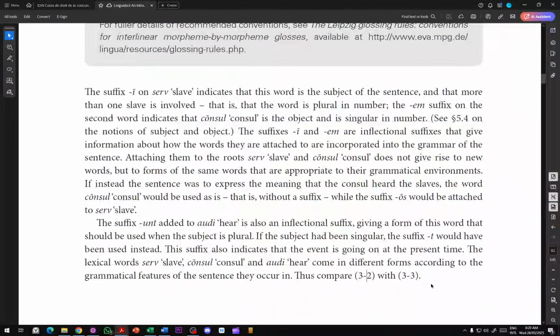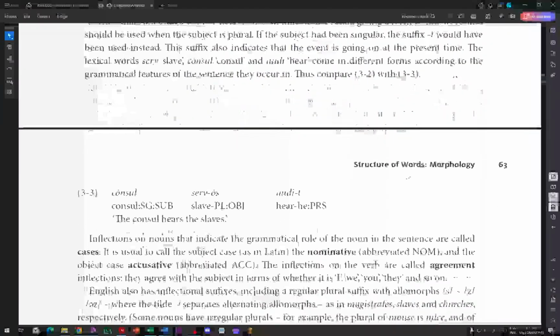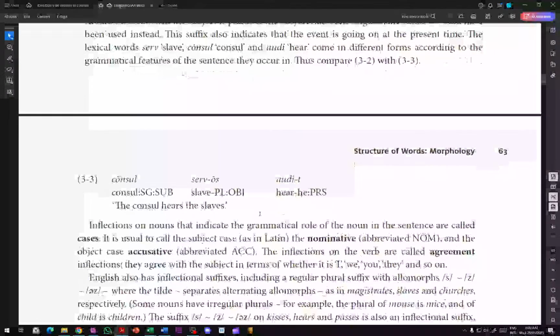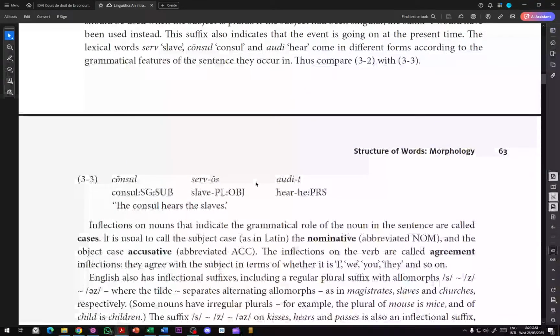Three dash 2 and 3 with 3 dash 3. Console serve audit. The console hears the slaves.